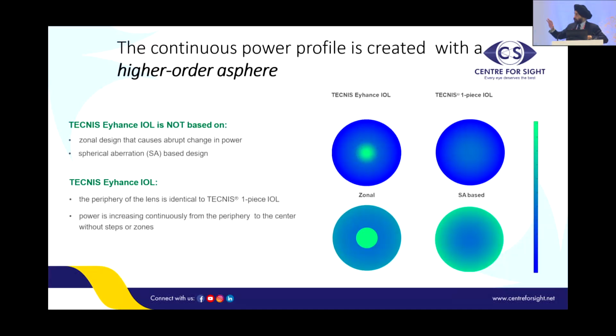If you look at a Technis 1, you will see that it is the same, but there is this small little bump, which is the zonal design. There is no abrupt change in power. Since there is no abrupt change in power, there is no dysphotopsia, no glare, etc. The periphery of the lens is absolutely identical to the Technis 1, and the power is increasing continuously from the periphery to the center without any bumps, etc. So this is what the lens is all about.